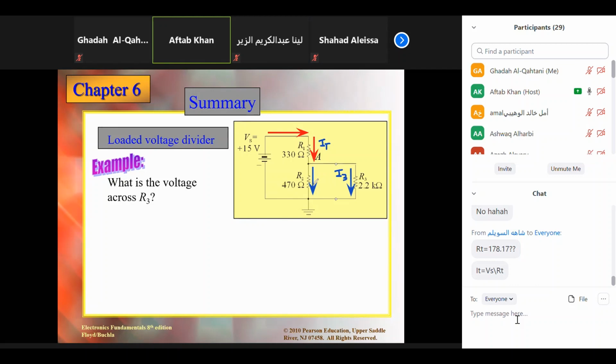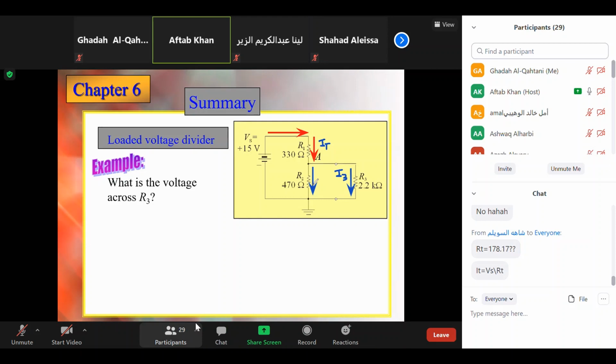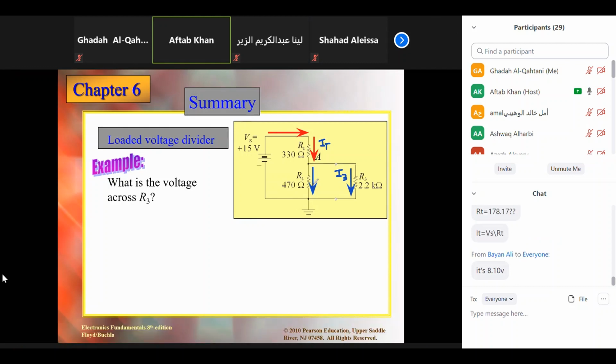What about others? Only 2 students gave the answer, 8.8 and 8.10. It's the same question which is in the previous slide, by the way. Isn't it like that? So who is going to solve this mystery? We received 2 answers, 8.8 and 8.10. Mariam and Shahad. Bayan is also getting 8.10. Okay.